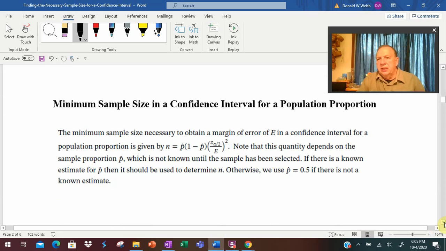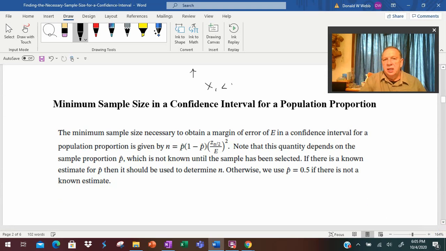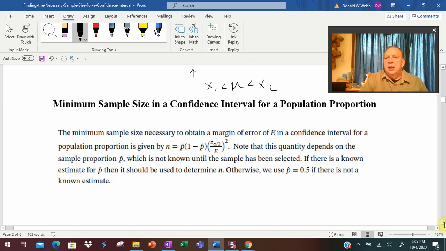So that was for the mean. So above, I'm building something like x1 less than the mean less than x2. And this was going to be x bar minus e, x bar plus e. Now we're going to talk about, what about the confidence interval for a population proportion? Here is the formula that you'll be given. N is equal to p hat, 1 minus p hat, z alpha over 2. It's the very same thing as before. This is related to what confidence level you want for this interval, and there's your margin of error.